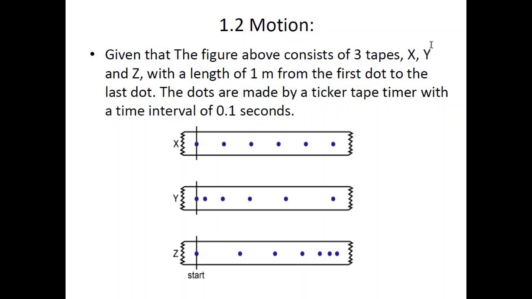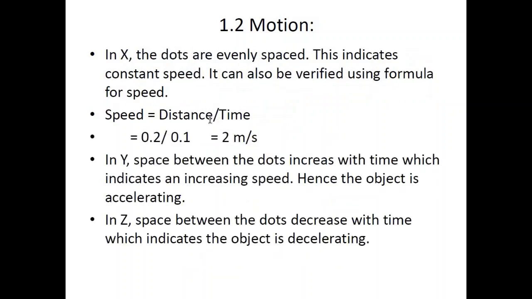Given that the figure consists of 3 tapes x, y and z, which is over here, with a length of 1 meter from the first dot to the last, this is supposed to be 1 meter, 100 centimeters. The dots are made by a ticker timer with a time interval of 0.1 second. So that means that this ticker tape timer is making 10 dots per second. So in x, what is happening? All the dots are equally spaced from each other. That means the speed is constant.